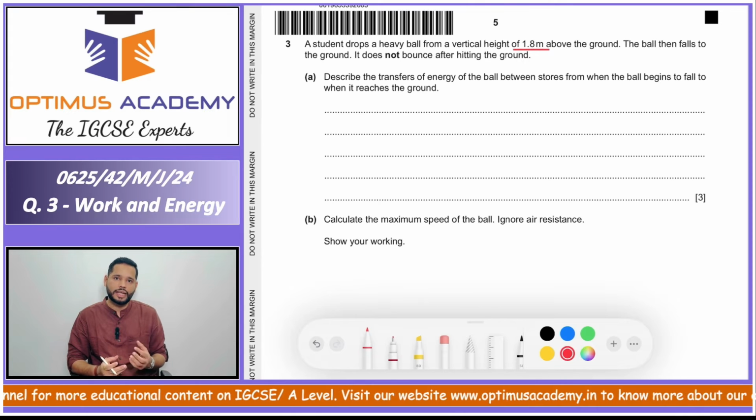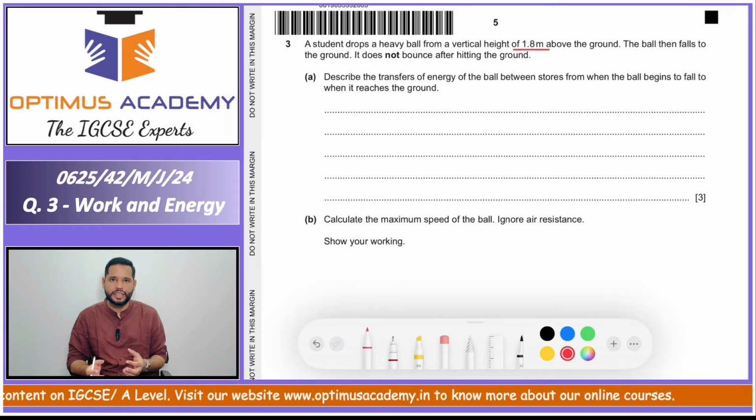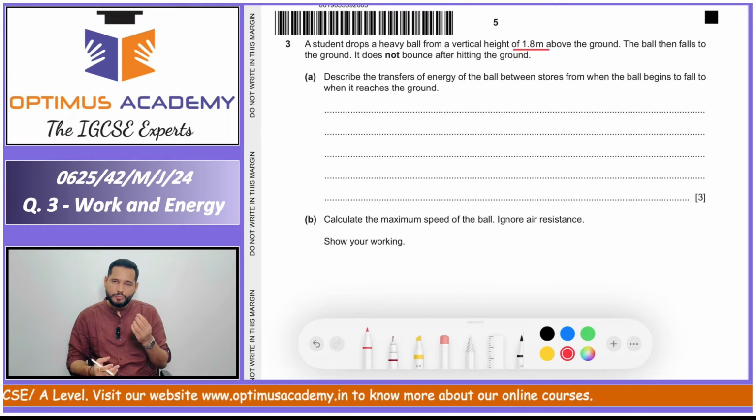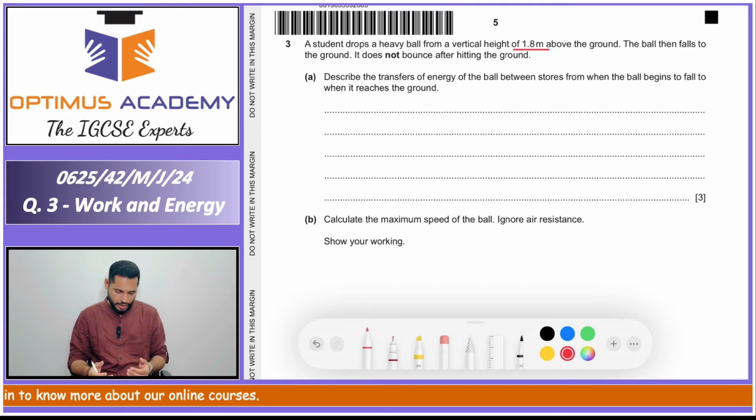The ball is held at height 1.8 meter. At that point, the ball is going to have gravitational potential energy. When the ball starts moving downward, the same gravitational potential energy will decrease and it will be converted into kinetic energy of the object. Then when the object collides with the ground, the same kinetic energy will be converted into thermal energy of the object.